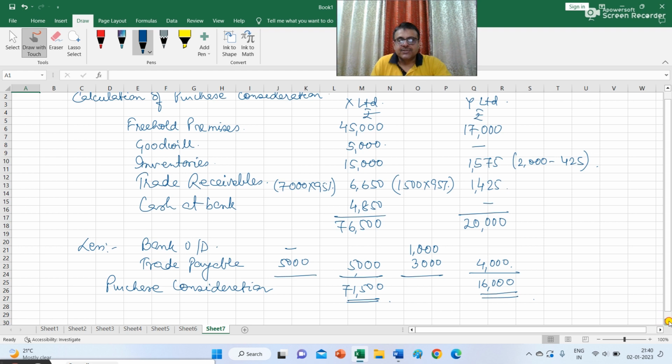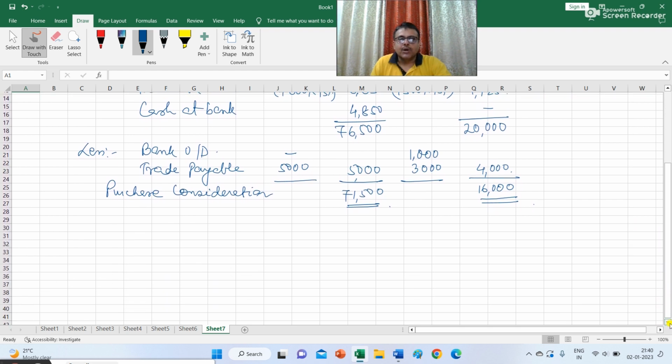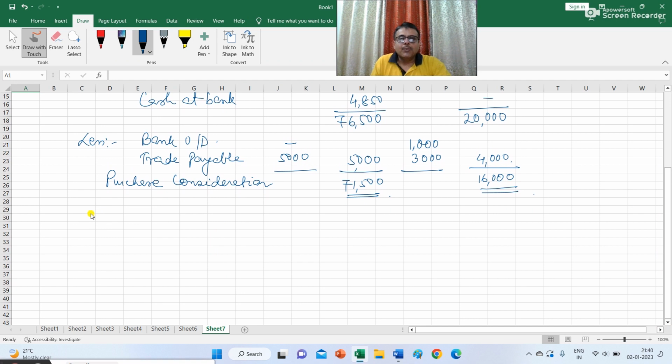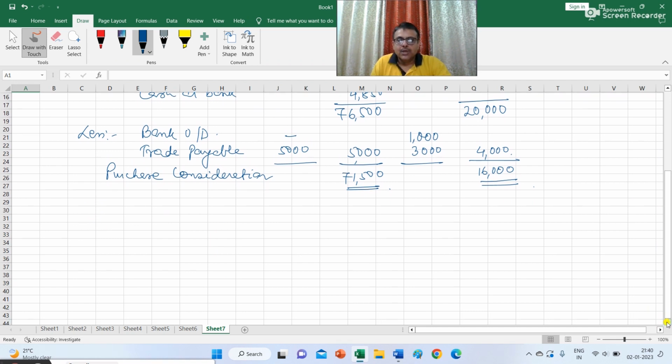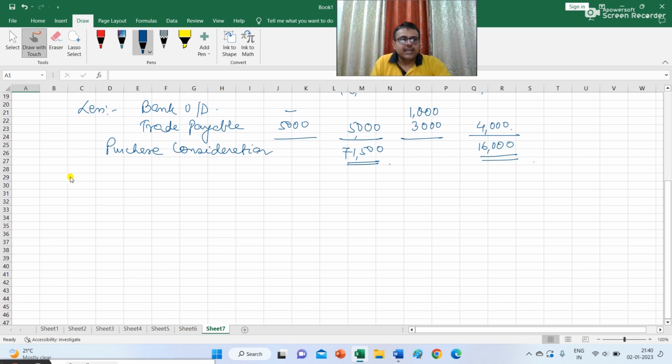Now this amount will be discharged through issuing equity shares of XY Limited. So how many shares are to be issued by XY Limited? This is the question that has been asked. Number of shares to be allotted by XY Limited. So the amount to be discharged is 71,500 to X Limited, and the value of one share of XY Limited has been taken at 1 rupee 25 paisa.